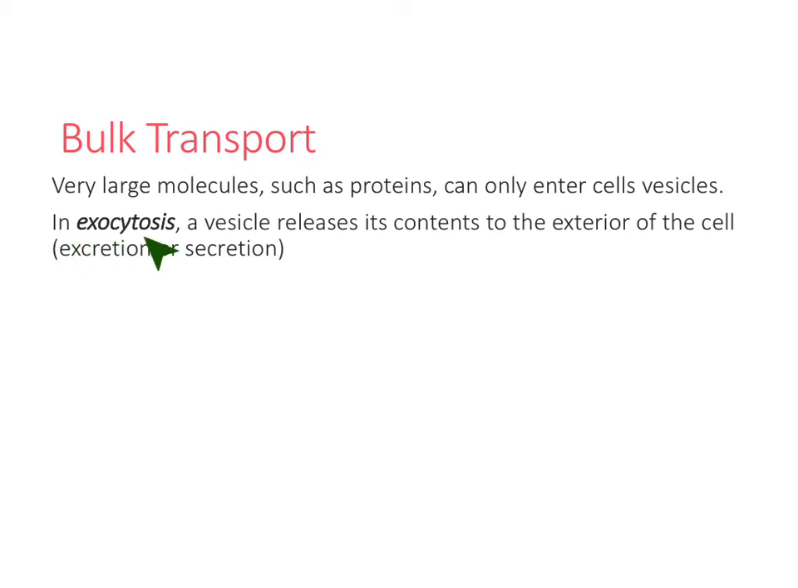In the first form, it's called exocytosis. Exo means out, and cyto is cell. So this is a process of pushing something out of the cell. We call this excretion if it's a waste product, or secretion if it's a product that can be used elsewhere. And this is where a vesicle releases its contents outside of the cell.